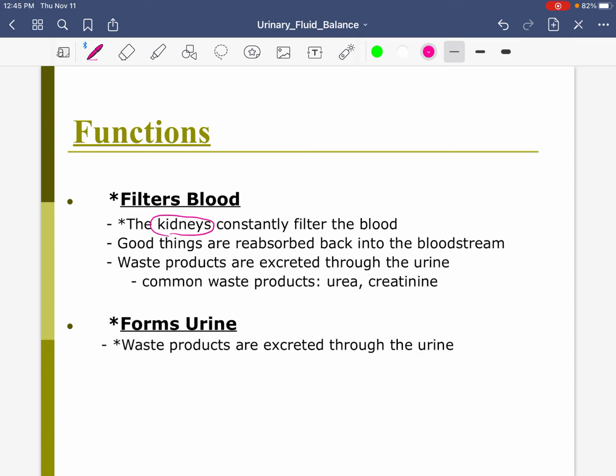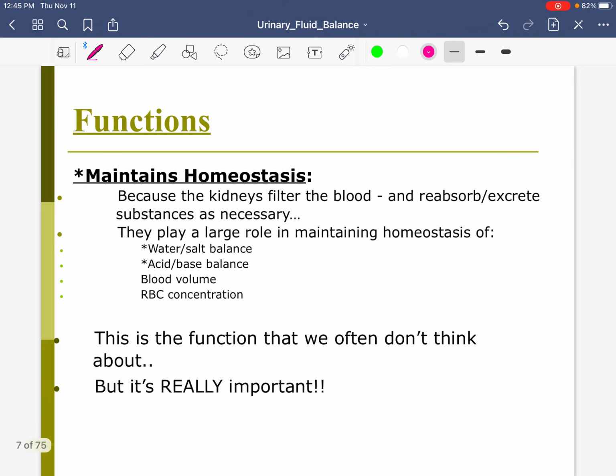And then whatever the kidneys filter out of the blood, which is considered to be a waste product, well, those waste products are excreted through the urine. So these two functions go hand in hand. The kidneys filter the blood, and then from that, they collect the waste products, and it can be excreted from the body through urine.